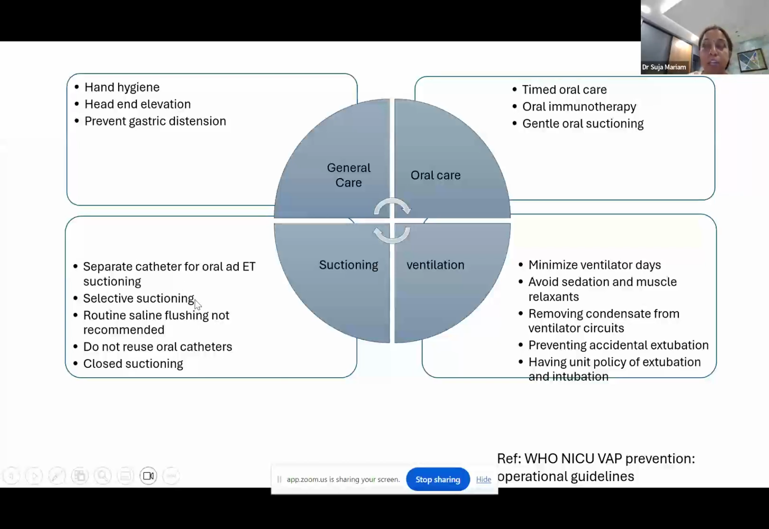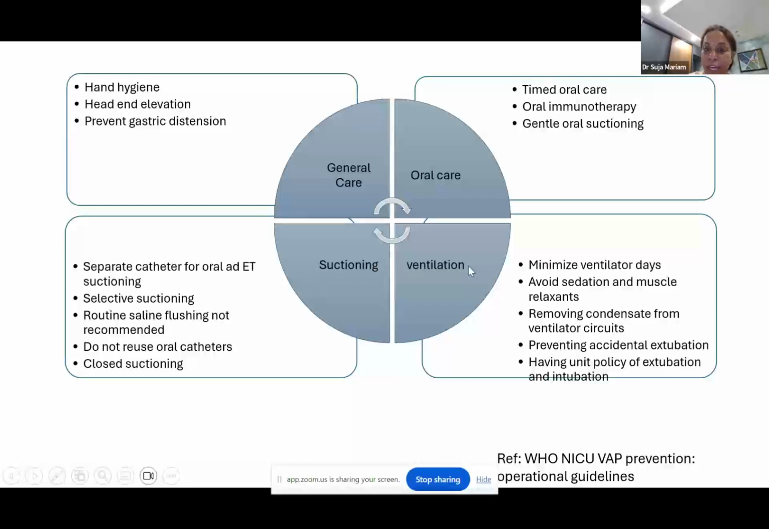Selective suctioning, that you will suction when you think that there is an endotracheal tube block, when your ventilator graphics are showing the presence of secretion, or there are visible secretions in the endotracheal tube. Otherwise, you are not going to routinely suction the ET tube. Routine saline flushing is not recommended. For every suctioning, you don't have to flush saline. Please remember, in units using closed suctioning, they use flush to clean the catheter, not the endotracheal tube. So don't confuse between both. Do not reuse oral catheters. Always discard closed suctioning devices whenever possible.